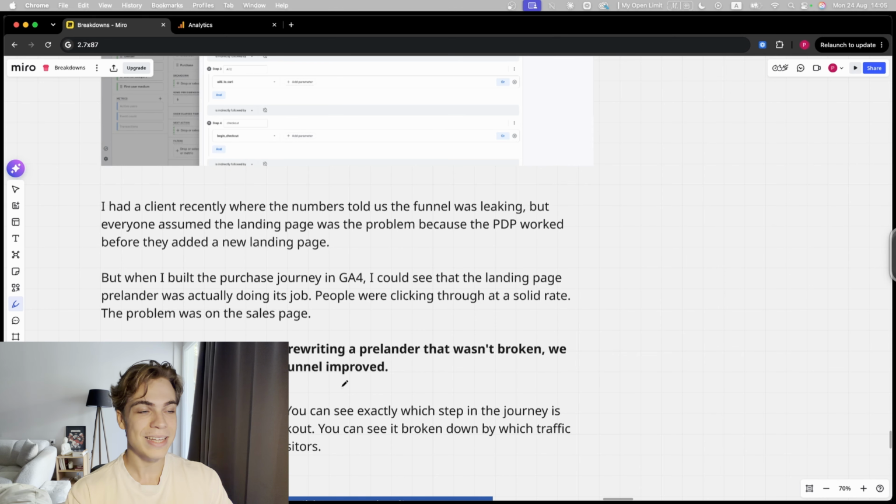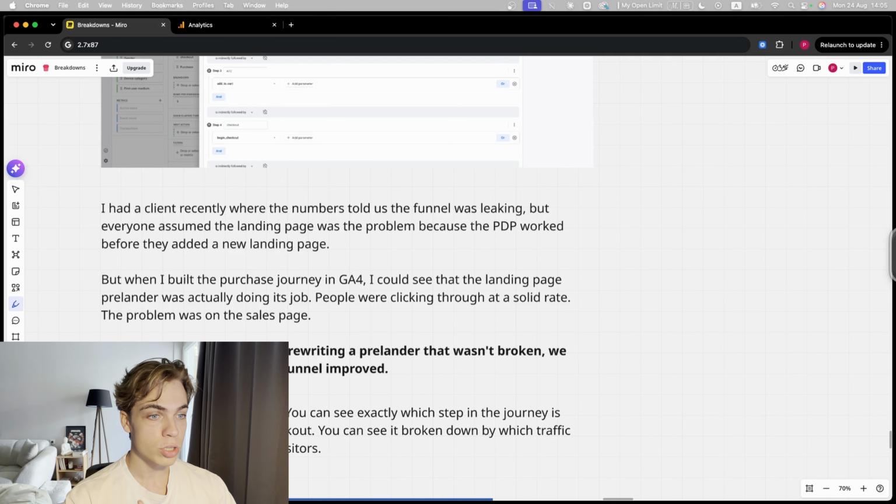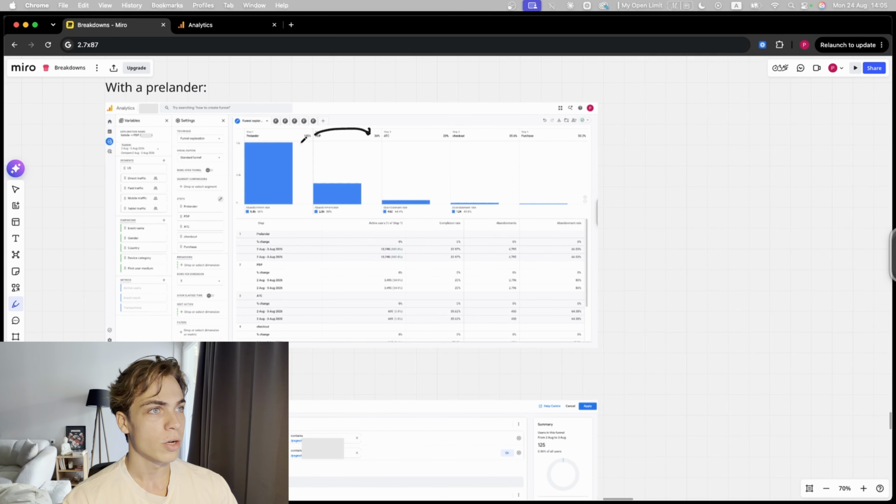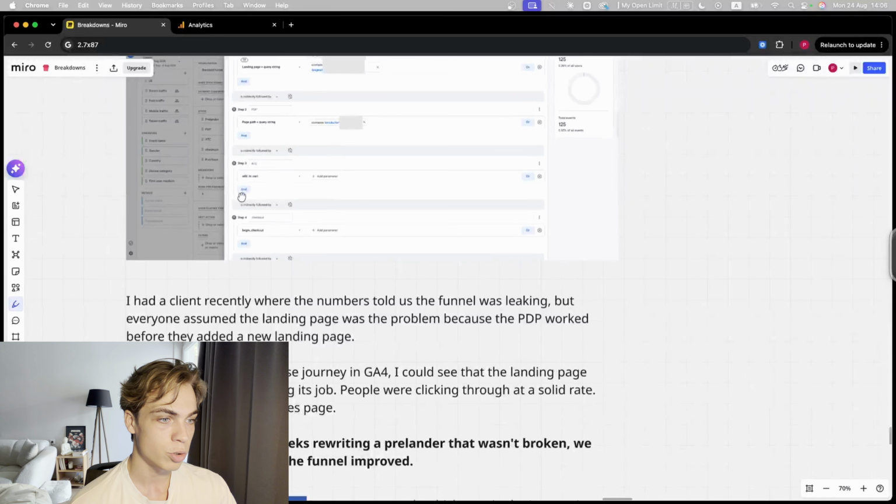You can see exactly at which step the journey is failing. Is it the product page? Are not enough people adding to cart? Are not enough people continuing to checkout? Are not enough people purchasing? This is the most powerful thing that you can check.